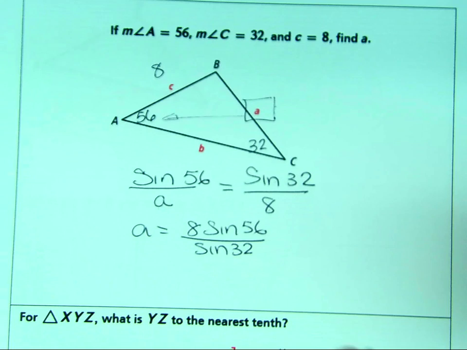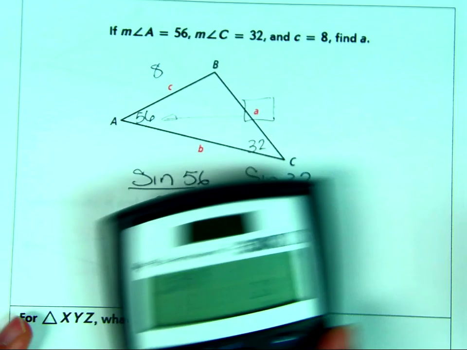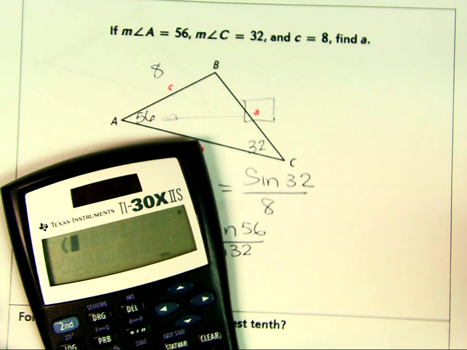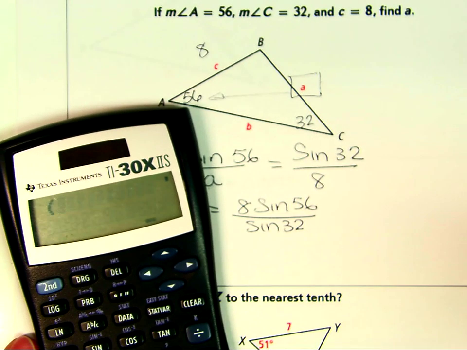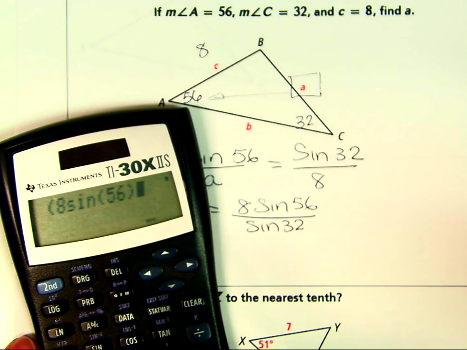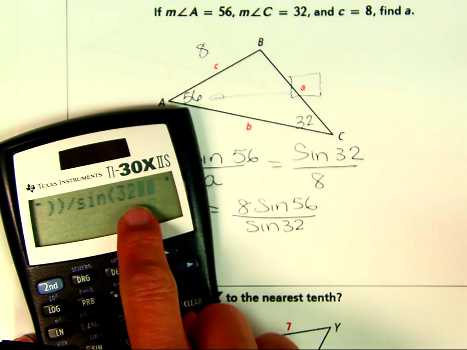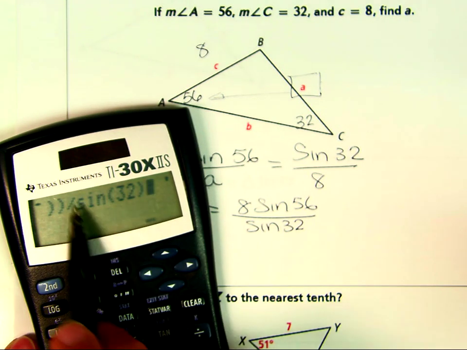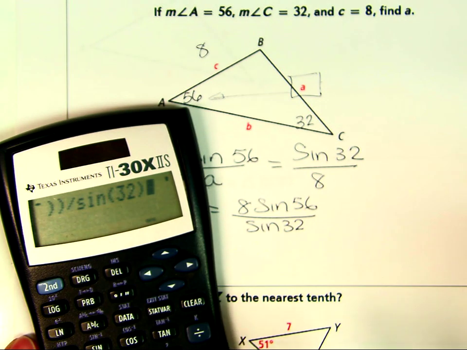Now, you can do that all in your calculator at once, but you've got to be super careful. You have to have a parenthesis for the whole top part of the fraction. So I'm going to say 8 sine 56. Notice I need a parenthesis to end the sine of 56, and then I need one to end the numerator. Then I'm going to say divided by the sine of 32. Now if it's the last thing, you don't actually have to have that parenthesis, but we're going to do that anyway. You don't need a parenthesis around this because that's considered one number, sine of 32.